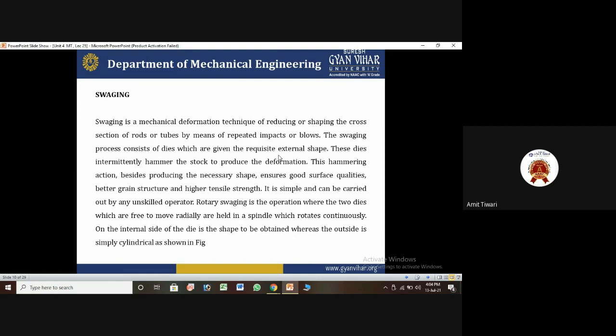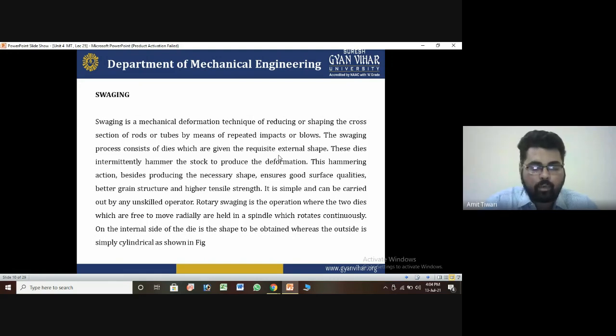Swaging is the mechanical technique for deformation, reducing or shaping the cross section of the rod or tube. So if you want to change the shape of a rod or tube and reduce the cross-sectional area, you can apply the swaging process. It can be carried out by any unskilled operator. You can first train the operator, and it is easy to operate. A very high skill level is not required. It is easy for everyone to understand, but first they need training for operating the machine.